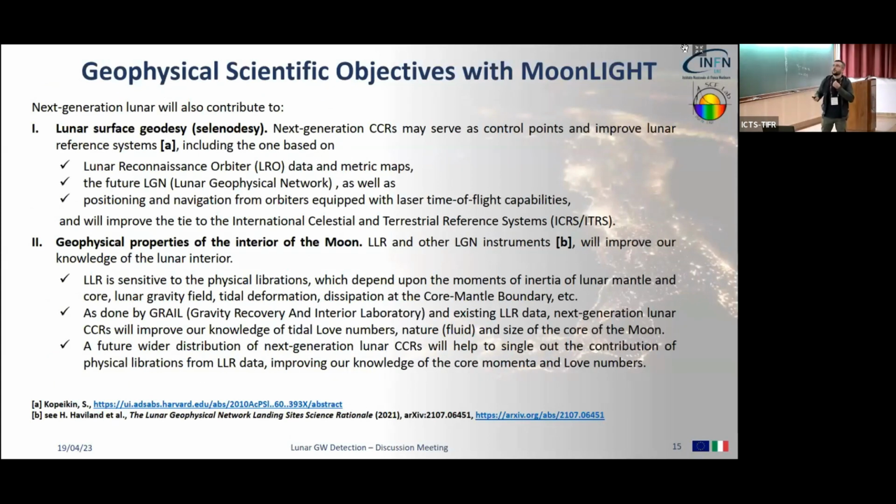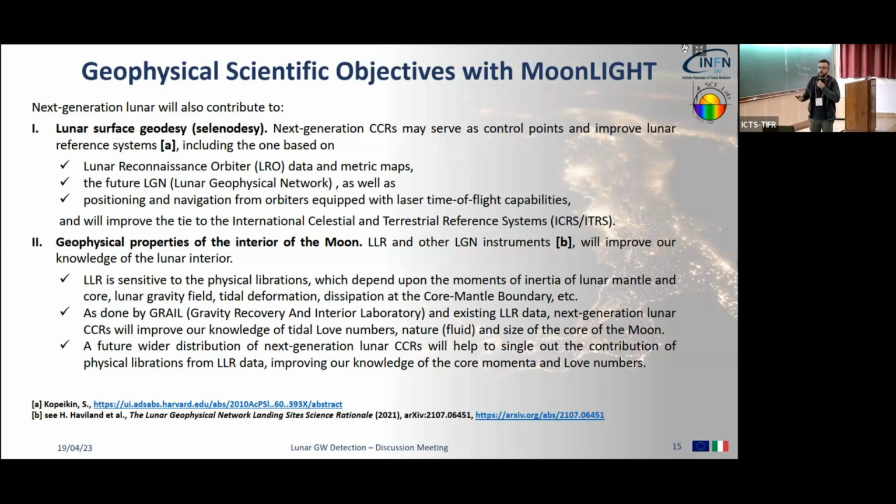Concerning the geophysical scientific objectives, you can achieve this from lunar geodesy, or if you prefer, selenodesy would be the right term to use. This next generation of lunar CCRs would be like fixed points on the surface of the moon. In principle, they can enhance our knowledge, our metric map, using also data from the Lunar Reconnaissance Orbiter. In principle, you cannot laser range MPAC immediately with this, otherwise you will blow up the CCD. But if you have some small CCRs close to MoonLIGHT, this can work very well and can be employed as part of the lunar geophysical network.